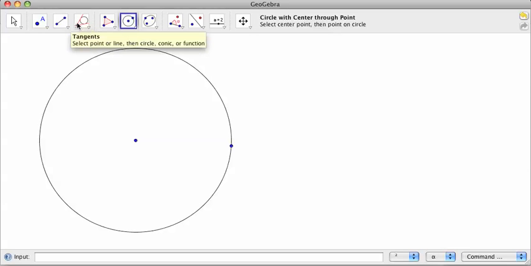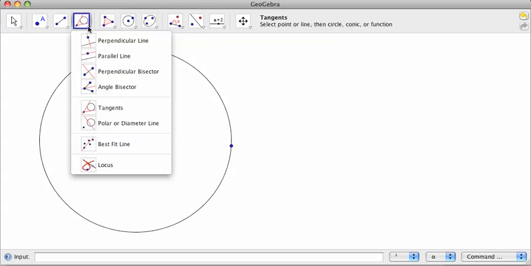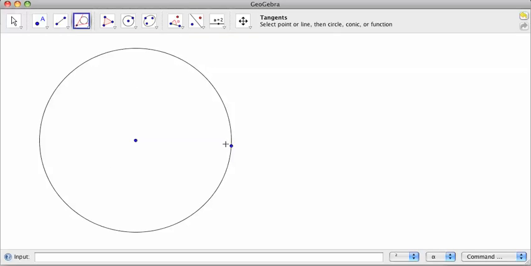Now the tangent here is this button, but how I got there is I clicked the little red arrow at the bottom, went down to tangents, clicked on the point we want it to be tangent to, and clicked on the circle. Okay, that line just touches that circle at that one blue point, nowhere else. That's what a tangent is.